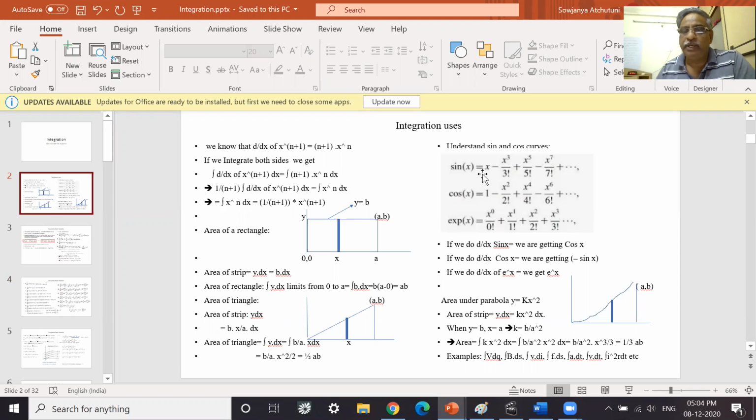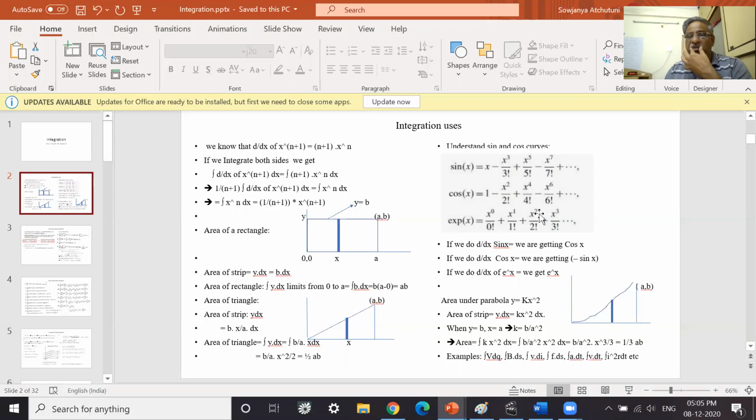The expansion is x minus x cubed by 3 factorial plus x to the power 5 by 5 factorial minus x to the power 7 by 7 factorial, like that. This is Euler's expansion formula. This is how cos x is defined. And e to the power of x is 1 plus x by 1 factorial plus x squared by 2 factorial plus x cubed by 3 factorial, like that. This is how e to the power of x is defined.